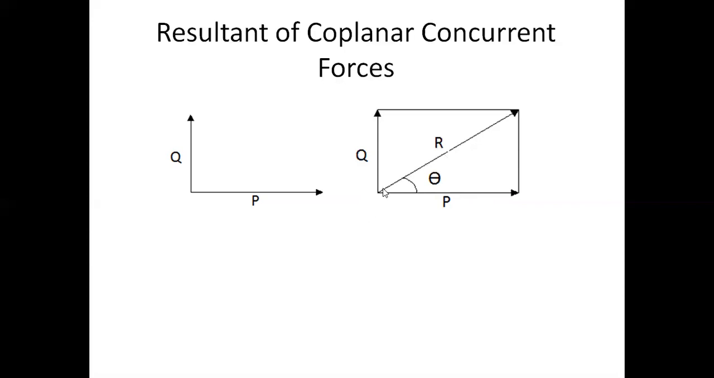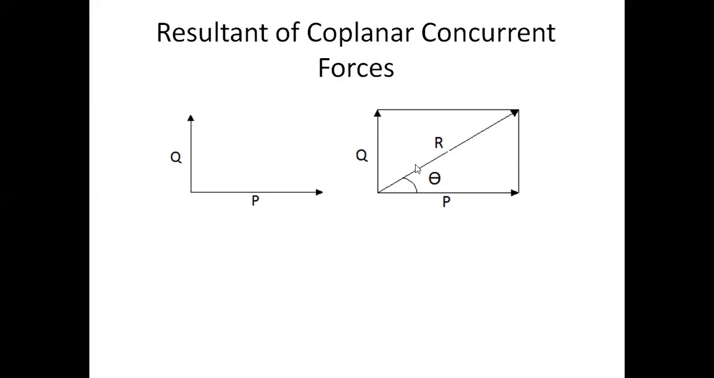If you consider this triangle, see, this is the triangle I am talking about. This is a right angle triangle. This is P and this is Q. Now this is P, this is Q, and this is R. So we know the Pythagoras theorem. P square plus Q square equal to R square.